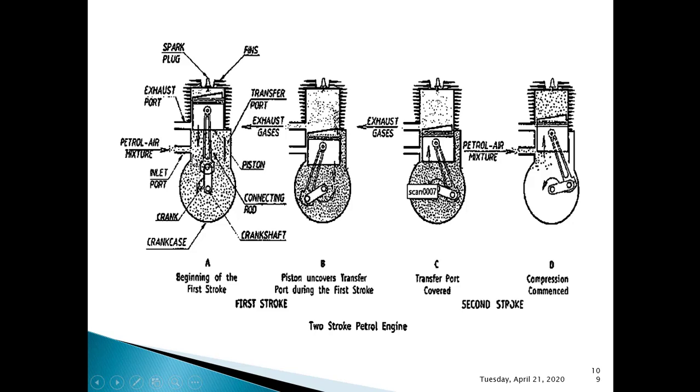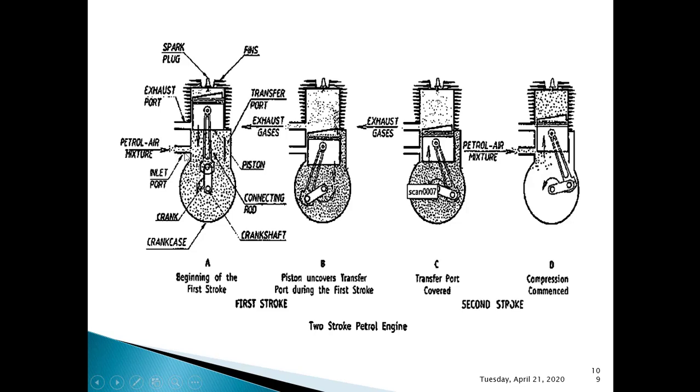This two-stroke petrol engine again consists of a cylinder and piston arrangement, and the piston is connected to the crankshaft with the help of a connecting rod and a crank. That is the same as the four-stroke petrol engine. The next difference is that in the two-stroke engine, instead of valves, ports are provided: exhaust port, inlet port and transfer port.